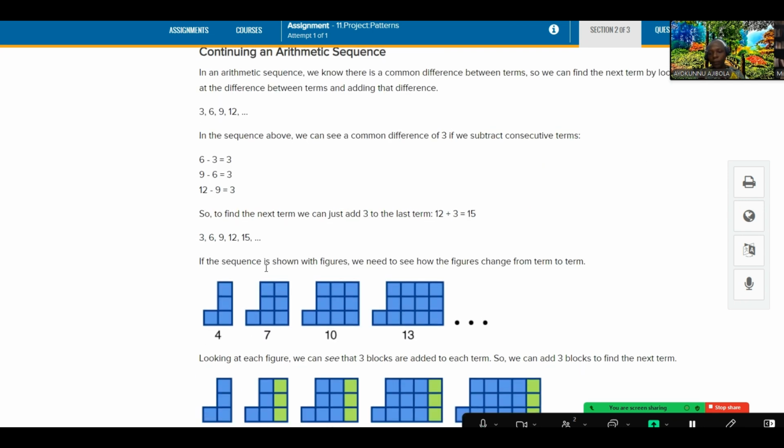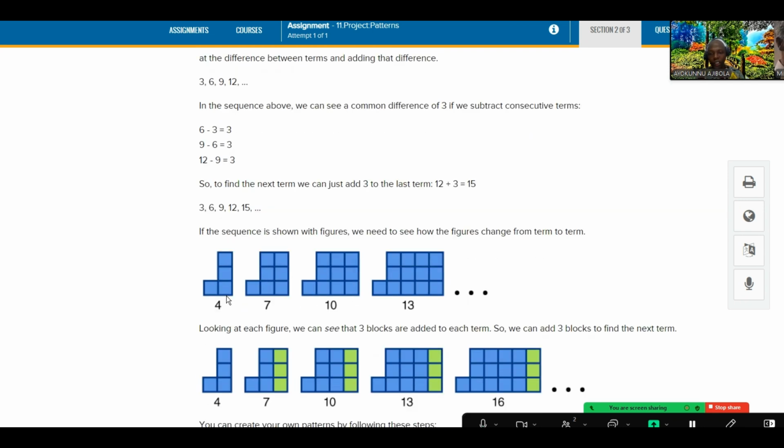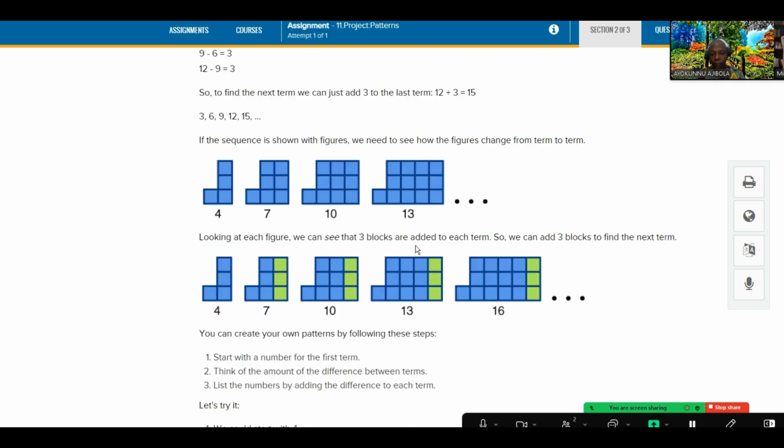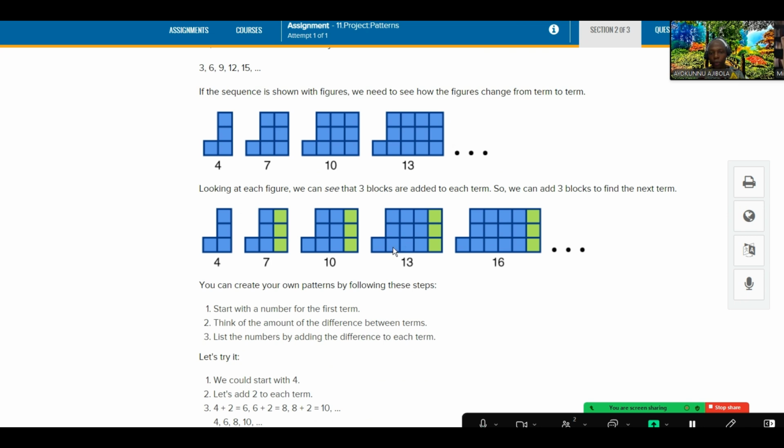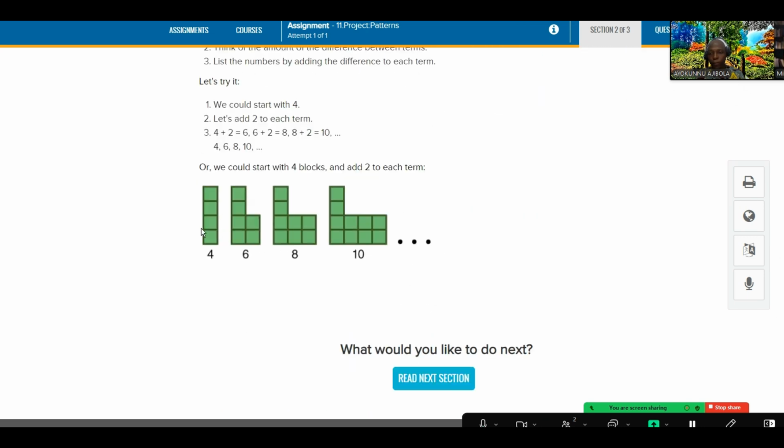Let's look at it. This is a pattern with a common difference of 3. Starting with 4, plus 3 gives us 7, plus 3 gives us 10, plus 3 gives us 13. Is that clear? Yes. So the next one will be plus 3, which will give us 16. Here is another pattern. Starting with 4, plus 2 gives us 6, plus 2 again gives us 8, then plus 2 again gives us 10. So that means we're doing that to get the next term.